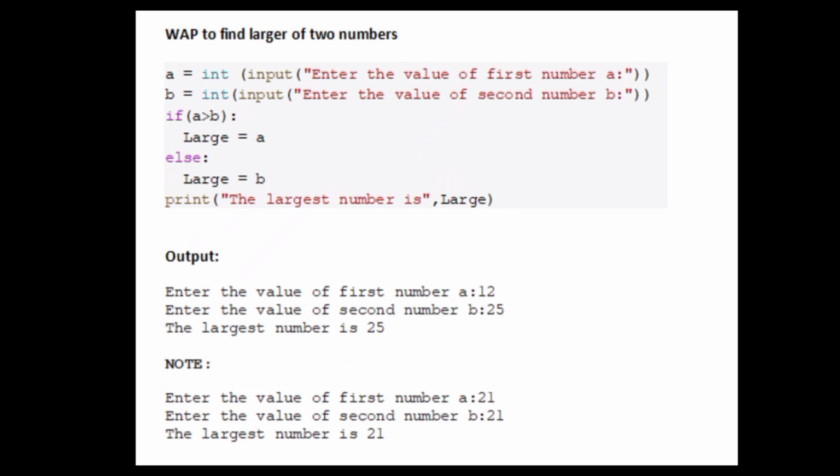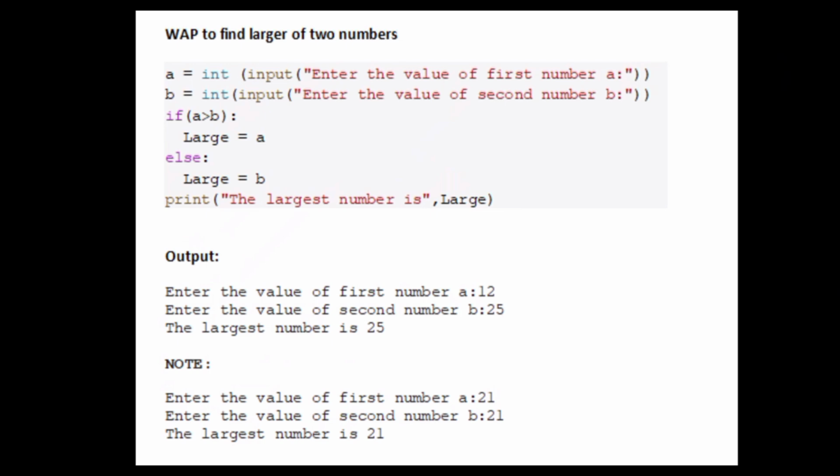Now second program: write a program to find the larger of two numbers. So we take two numbers from the user. That's why the first two lines: a = int(input("Enter the value of first number a:")), b = int(input("Enter the value of second number b:")), under double or single quotes. If a > b: large = a, else: large = b, print the largest number is large.